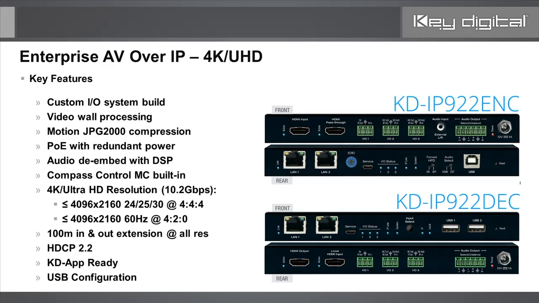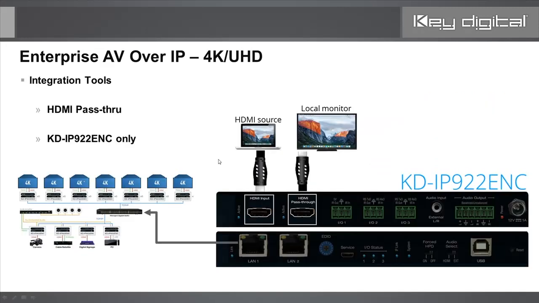This system supports 4K up to 10.2 gigabits per second, and you can really cover some considerable grounds with this, up to 100 meters in and out of the network switch at all resolutions. Because it is 4K supporting, you'll need HDCP 2.2 for a lot of those sources. Not a problem here. You can control it by the KeyDigital app, which can really do some amazing things for you. And we know the benefit of the KeyDigital app is a scan and detect and off you go. And you have USB configuration for your units, which we'll cover how that looks.